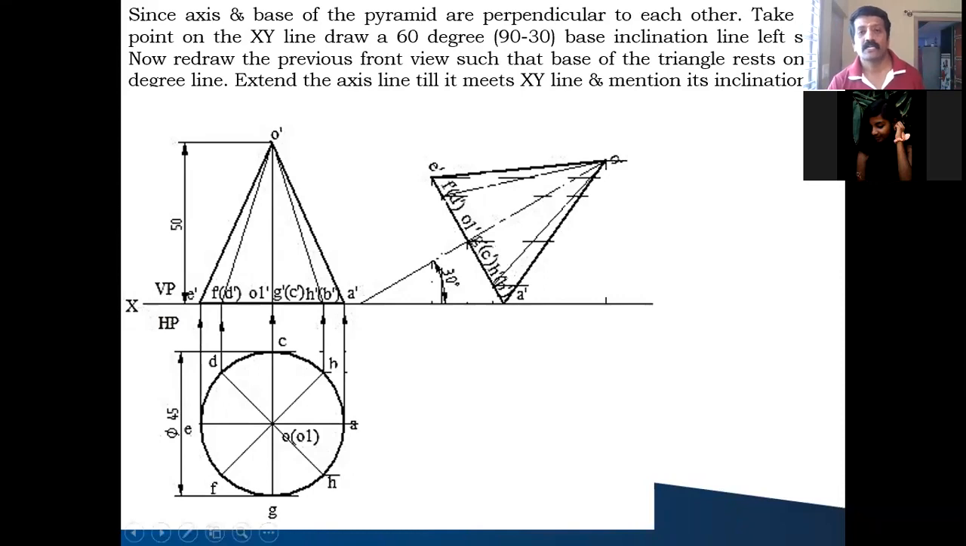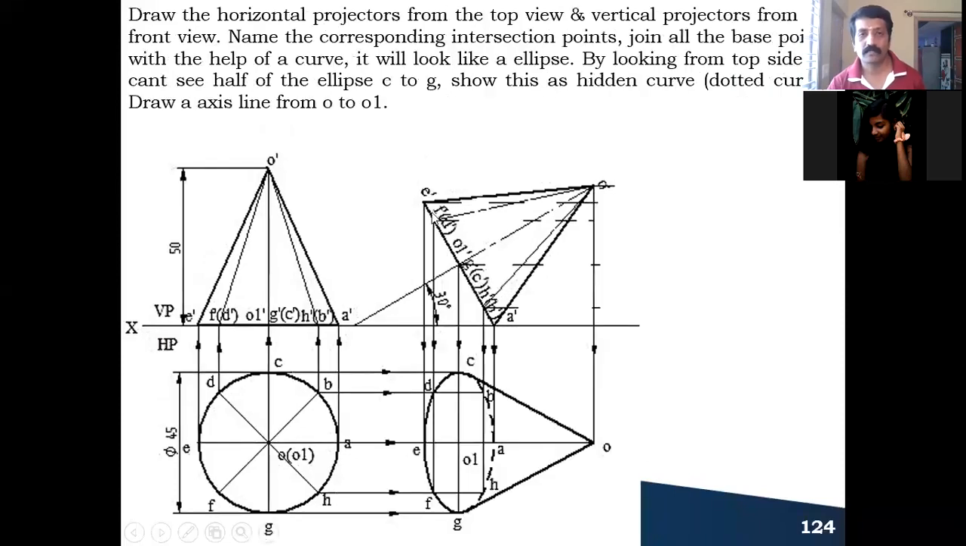Now to get the top view, you have to draw the vertical projectors from the front view and horizontal projectors from the top view like this. You keep on drawing the vertical projectors from all the points, and draw the horizontal projectors from all the points of your top view. Coincide the points. First, A is here, A dash is here, this is A.